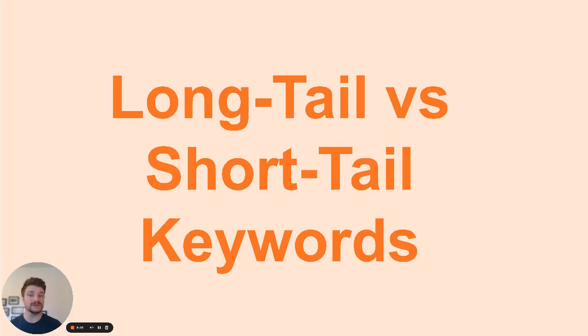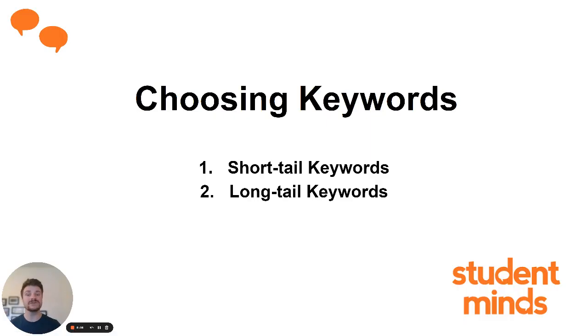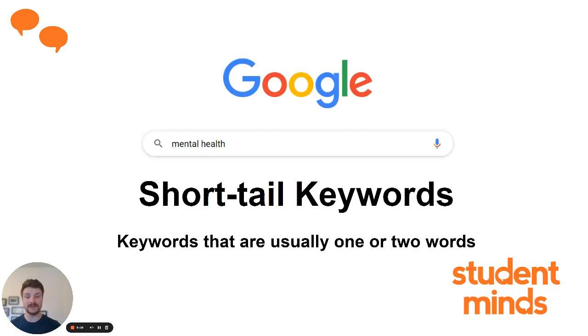Now let's look at long tail and short tail keywords and what both of those mean for when we're writing our content. When choosing a keyword for your article, there are 2 main approaches: the use of short tail keywords and the use of long tail keywords. Short tail keywords are keywords or phrases that are usually 1 or 2 words long, i.e. mental health.